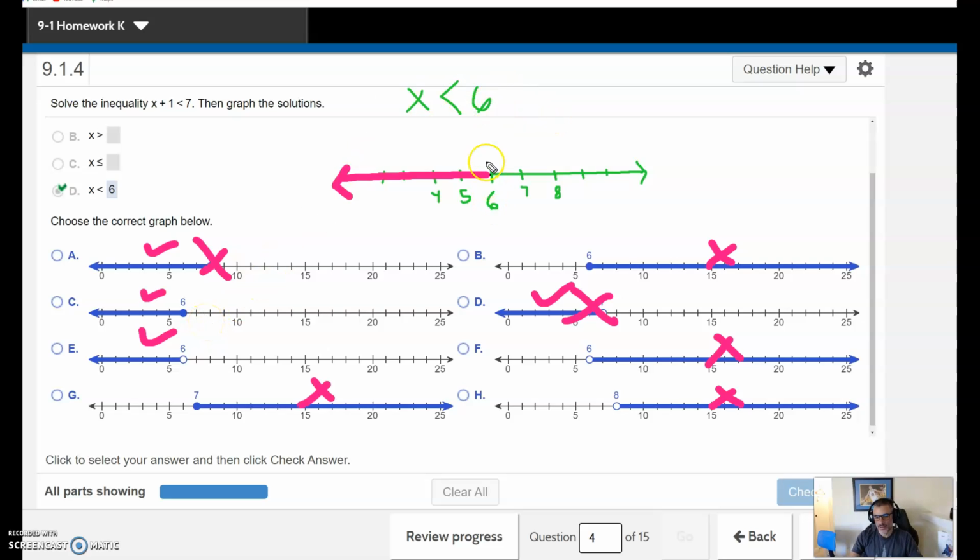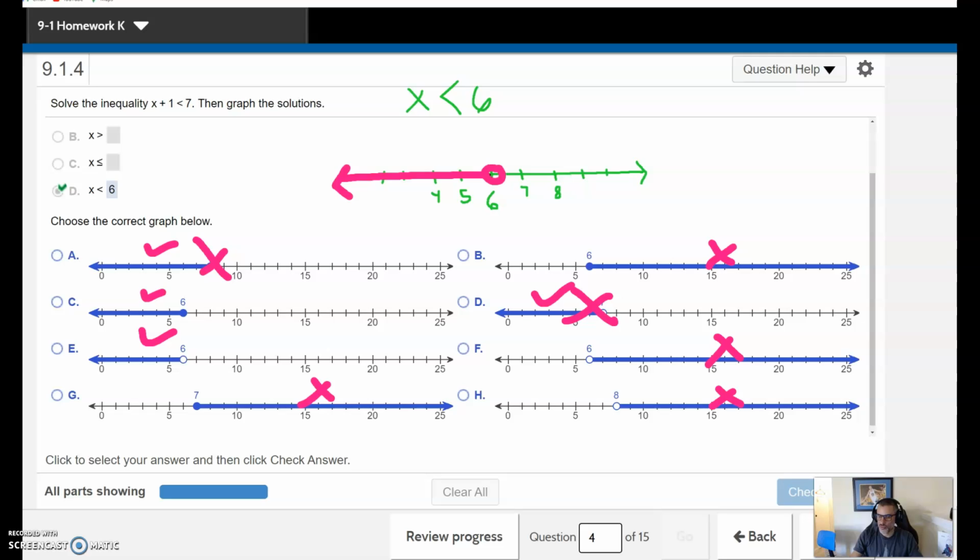If the number that makes up the boundary here is part of the solution, is included in the solution, then we use a closed circle. So for example, if 6 does make this equation true, then we would make it a closed circle. But it doesn't, right? Remember, 6 plus 1 is equal to 7, not less than 7. So we're going to use an open circle. What that open circle means is 6 is not included.